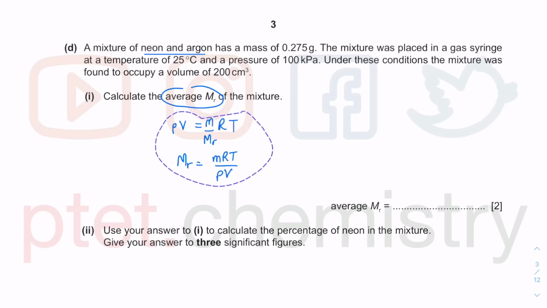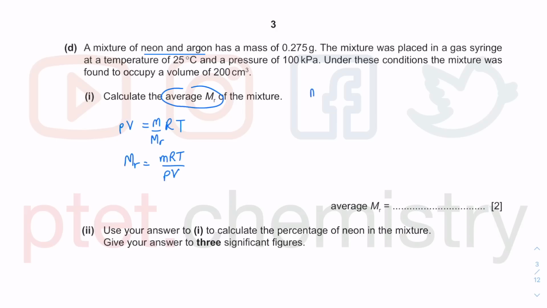When I get all of that, what I get is the mass, the average mass combined for both gases there, 0.275 gram. My R will be given in the data booklet, at the end of your paper 2 booklet, of course. So 8.31 joule per Kelvin per mole. The temperature must be in Kelvin. So 25 degrees Celsius converted to Kelvin, you have to add 273. This adds up to 298 Kelvin.